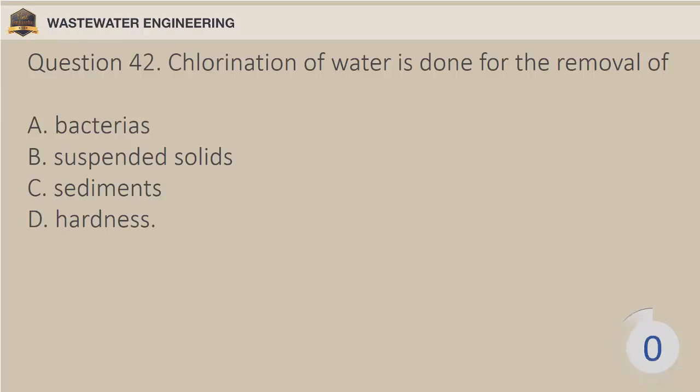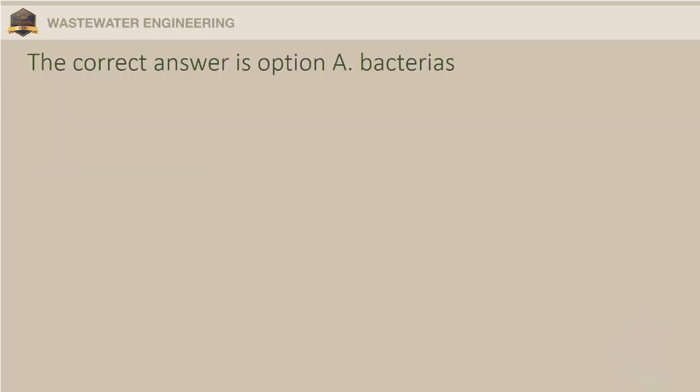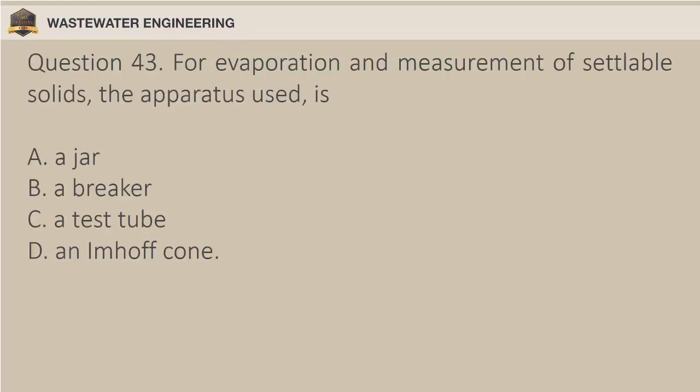The correct answer is option D, settlable solids. Question 43. For evaporation and measurement of settlable solids, the apparatus used is A. A jar. B. A beaker. C. A test tube. D. An Imhoff cone.